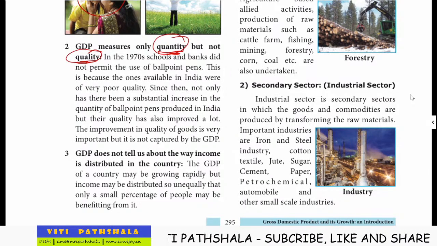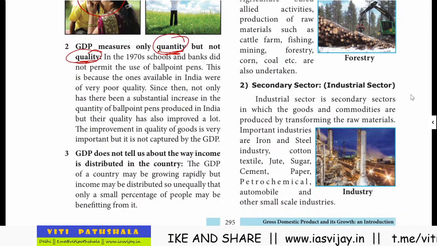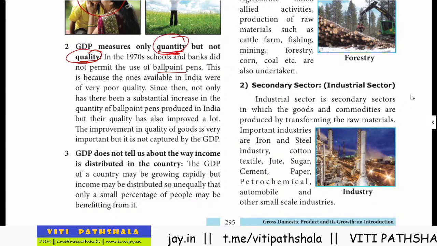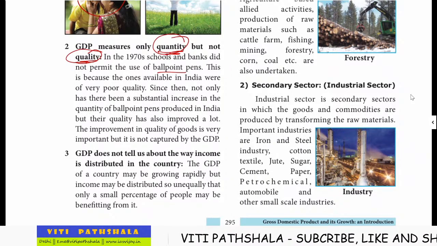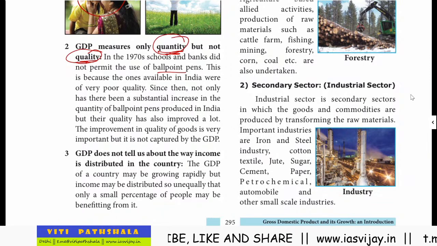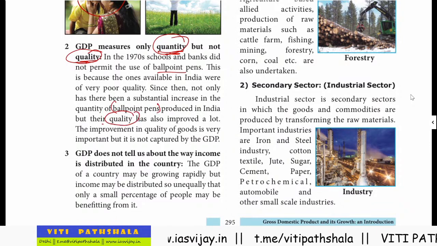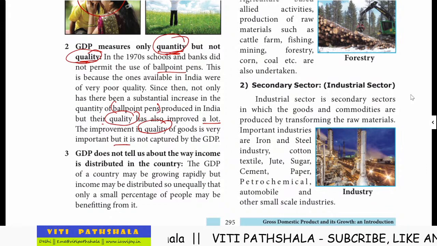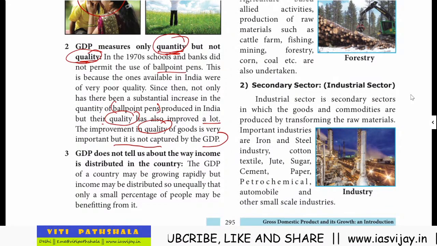In 1917, schools and banks did not permit the use of ballpoint pens. This is because the ones available in India were of very poor quality. Since then, not only has there been a substantial increase in the quantity of ball pens produced in India, but their quality has also improved a lot. The improvement in the quality of goods is very important, but it is not captured by the GDP.